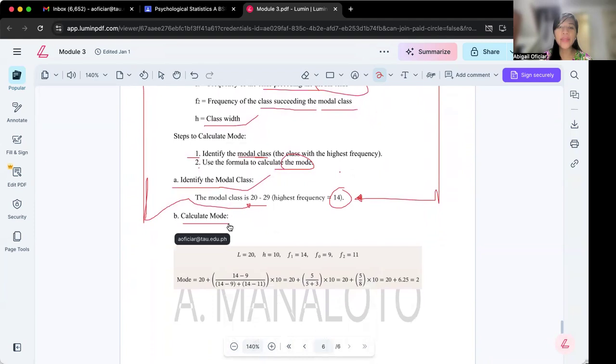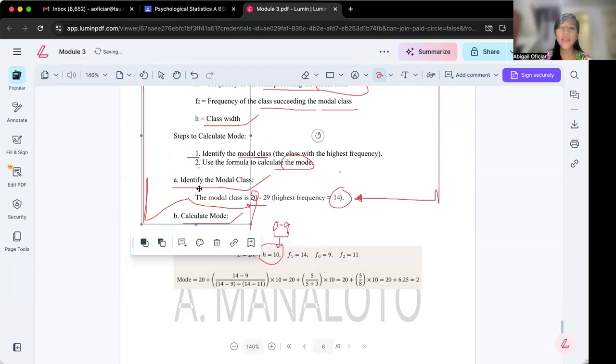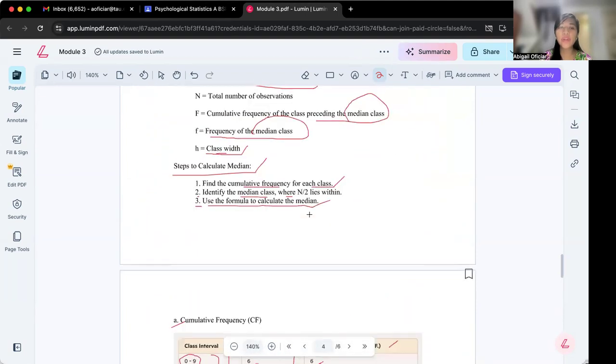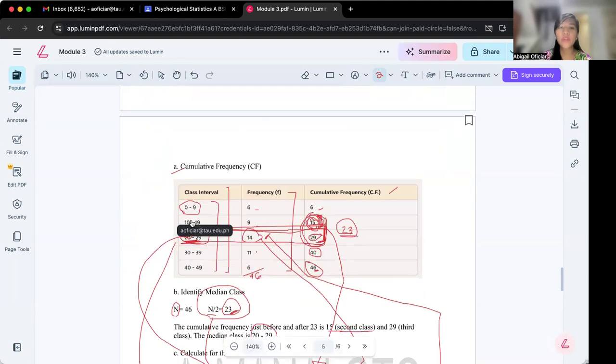Now, you need to calculate for the mode. So of course, gaya ng kanina, our lower boundary is 20. Okay. And we have 10 as the class width. No, from 0 to 9, we count. No, that's 10. Saan galing yung 0 to 9 na yan? Of course, sa class interval natin, 0 to 9. No, same din, from 10 to 19, that's 10. 20 to 29, 10 din yan, etc.